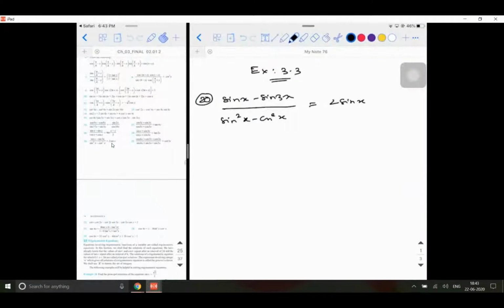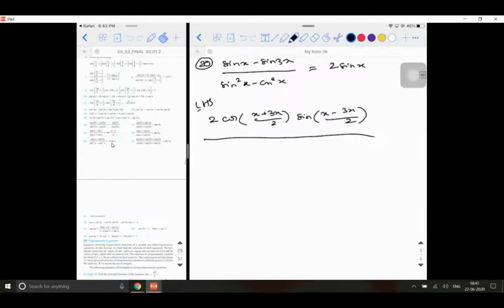Sir, sin A minus sin B. So what is the formula for sin A minus sin B? It is 2 cos (A plus B)/2 sin (A minus B)/2. Okay, divided by, you have taken the LHS, right? 2 cos (A plus B)/2 sin (A minus B)/2. Okay. Next, denominator, what are we supposed to do?